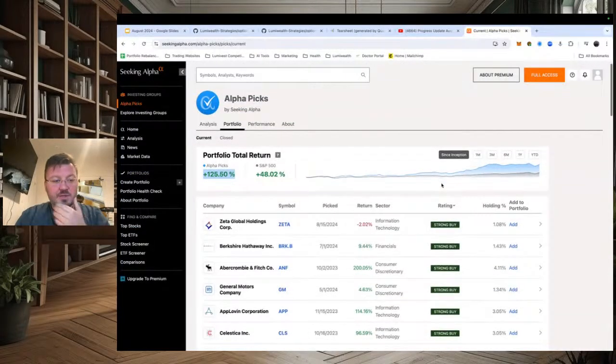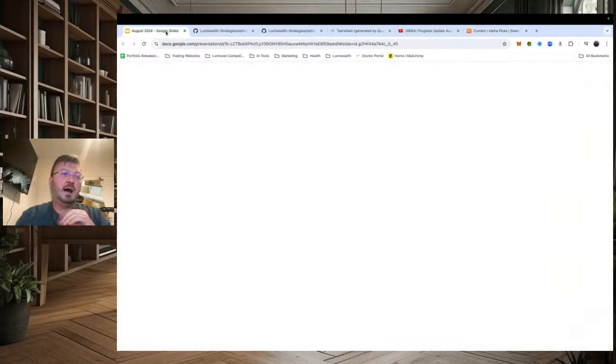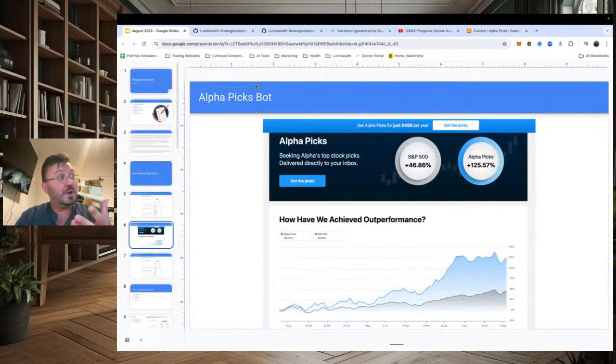Again, without giving away their secret sauce, you can see here Abercrombie and Fitch, since they picked it, up 200%. AppLovin, since they picked it, up 114%. Celestica up 96%. I don't want to show you too much more because, again, this is their secret sauce. But they do really well, right? Their picks have been performing very, very well.